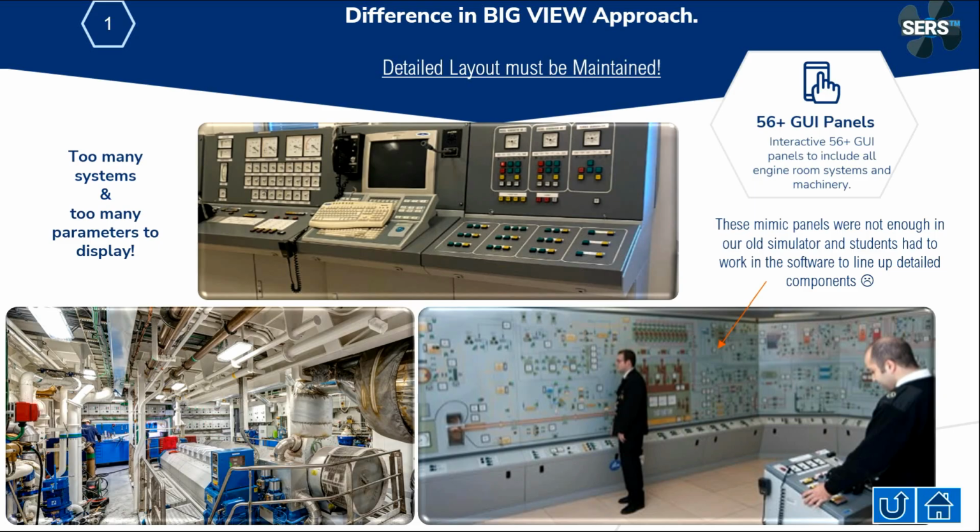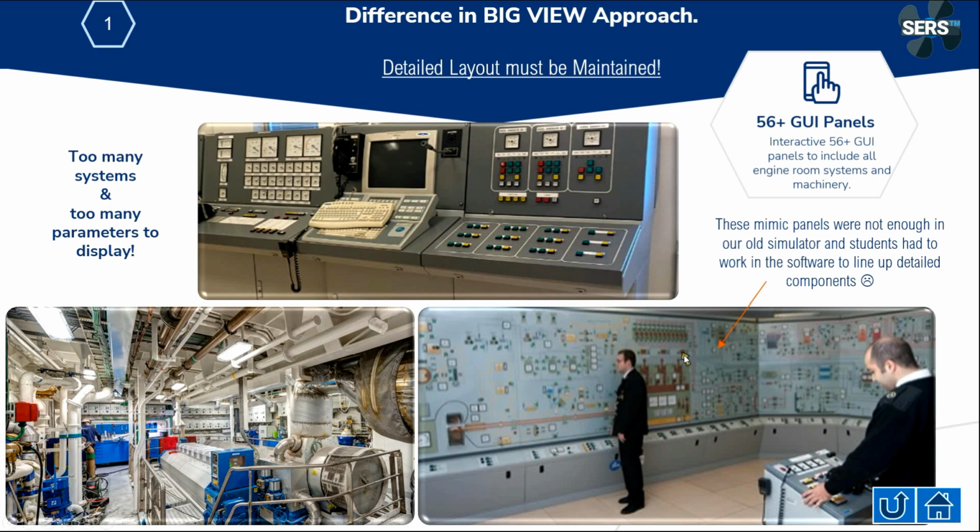First thing to say is the detailed layout must be maintained. Whether you are doing 3D works or distributing the views into panels, the detailed layout should be maintained. There are more than 10,000 parameters needed to completely model a ship's engine room. Too many parameters, too many components, and so on. How we understand the condition of these systems is through the variables. So variables and detailed layouts are very, very important.